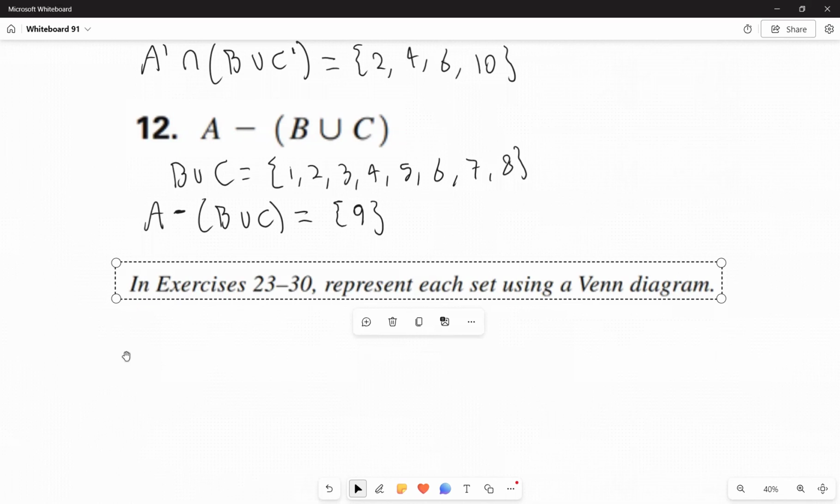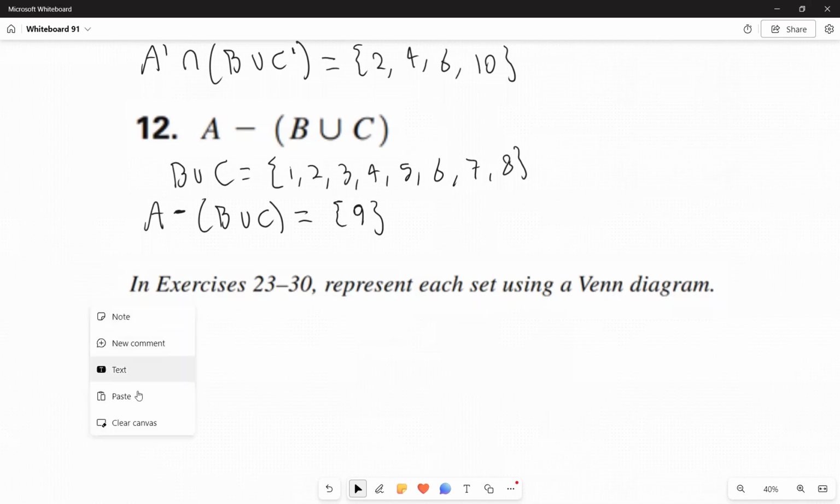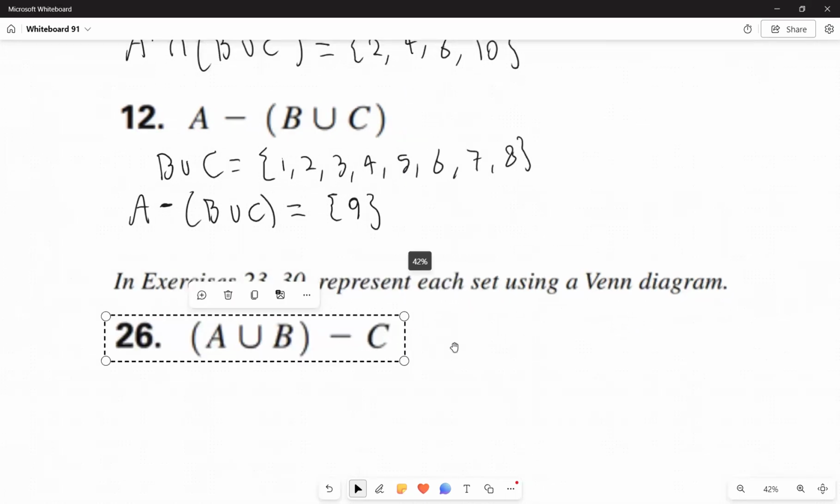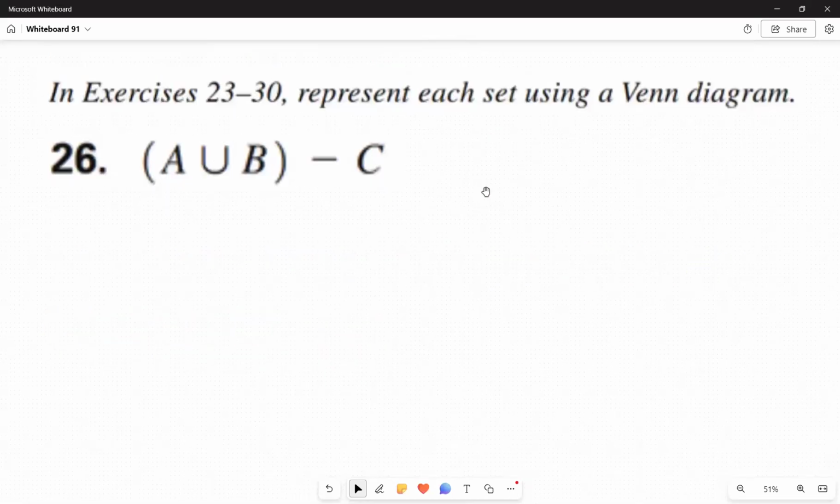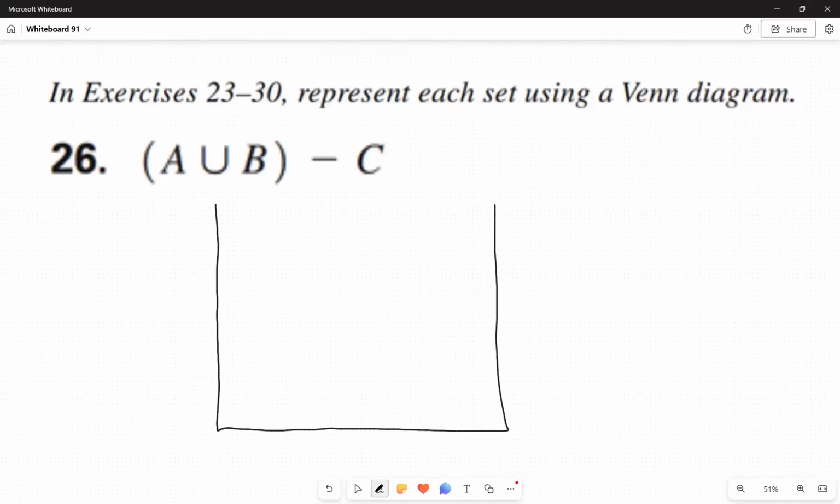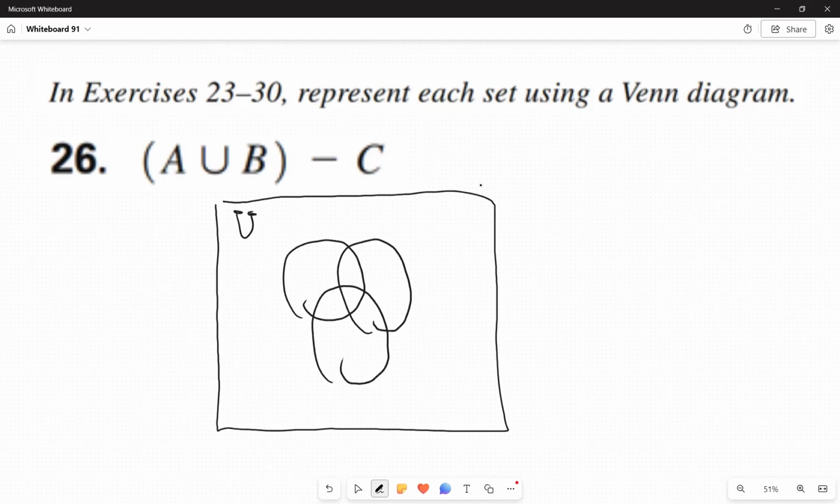So that's A union B minus C. Okay, so we're going to use a Venn diagram. We have a Venn diagram with 3 sets. So this is initially what we have. We have a Venn diagram where the universal set is the rectangle, and then we have sets A, B, and C. So we are going to call these sets A, B, and C.